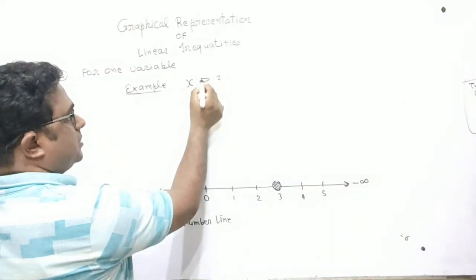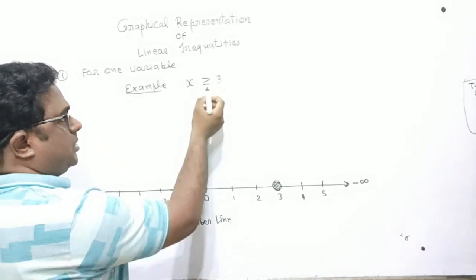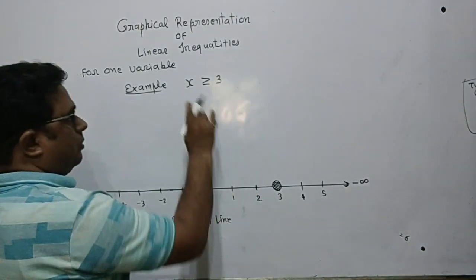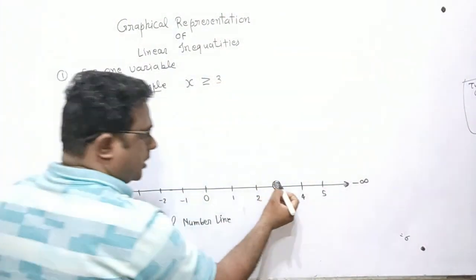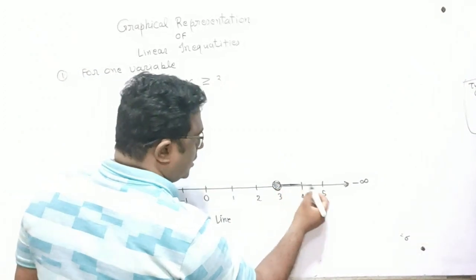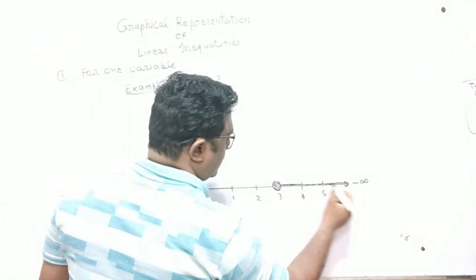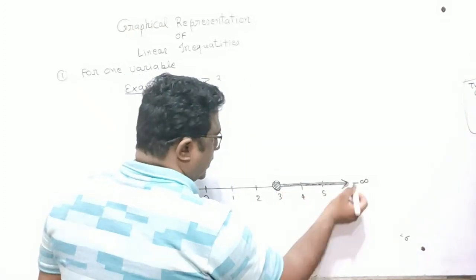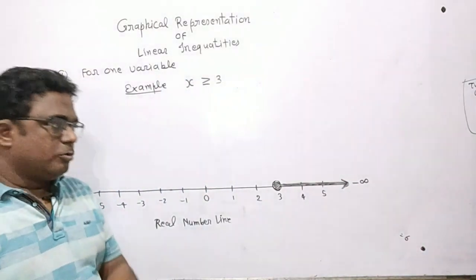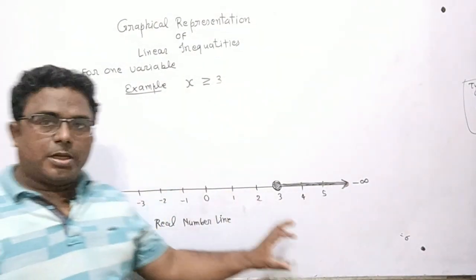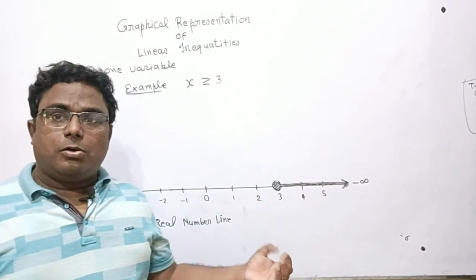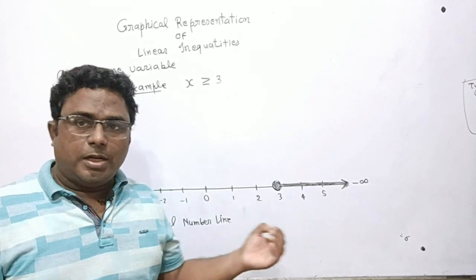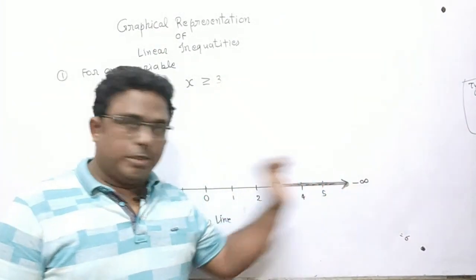So here x is greater than or equal to 3, it means x is either 3 or x is more than 3. So that's why you will move towards the right side direction. And you will highlight this segment of the number line. So you see that I have drawn a number line, but I have highlighted only some part of it. I highlighted from here till here only.